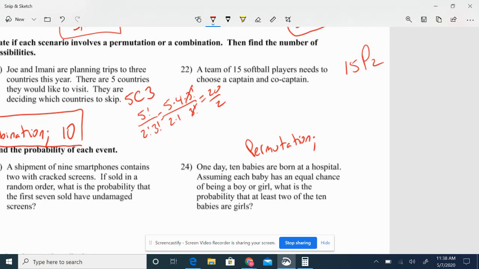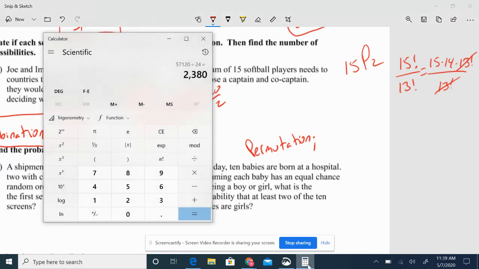All right, so here I'm going to call this 15 factorial over 13 factorial. Now 15 factorial is 15 times 14 times 13 factorial. The bottom I have 13 factorial. They cancel out. Now 15 times 14. Let me grab my calculator. 15 times 14 is equal to 210.